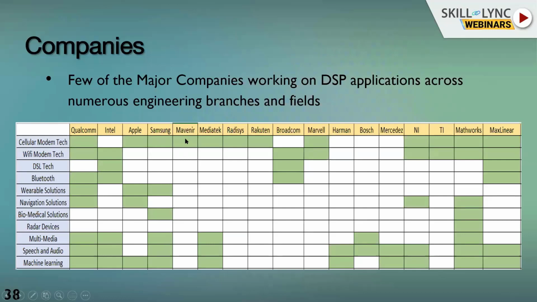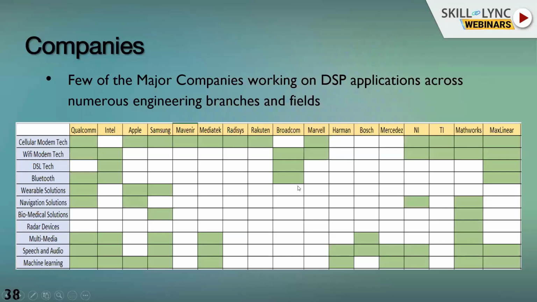Mevnir, I know, works in cellular modem tech. MediaTek works in cellular modem plus speech and audio and multimedia for their smartphone chips. So like Qualcomm has Snapdragon, MediaTek has Helio, Samsung has Exynos. All these chips are very high computing power chips, and they have very high DSP cores. Radisys and Rakuten are also working in cellular modem tech.